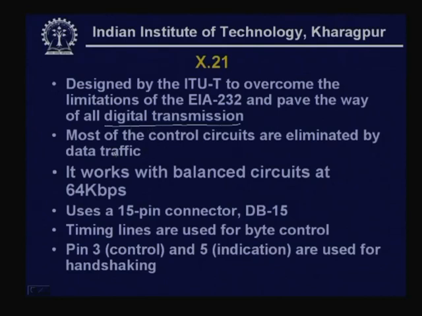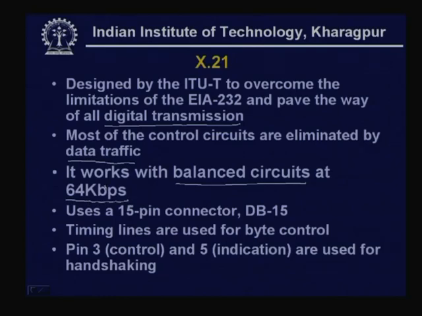What has been done here? Most of the control circuits are eliminated and replaced by data traffic, so that the number of pins required is small. That means with fewer pins, but data lines are used for sending the control signals, and it works in balanced circuits as I have already explained, and the data rate is 64 kilobits per second.